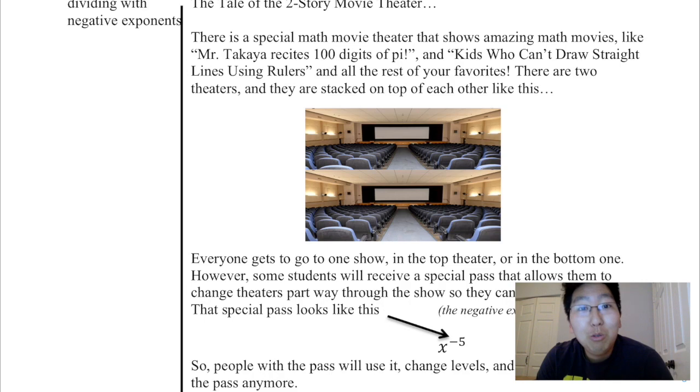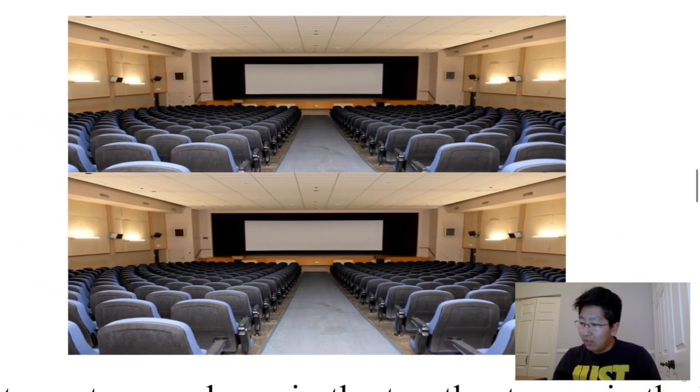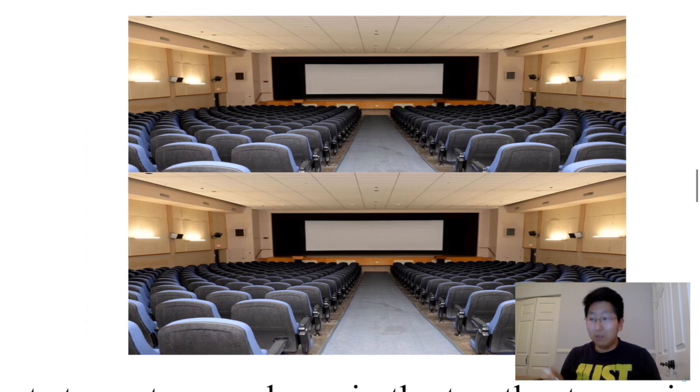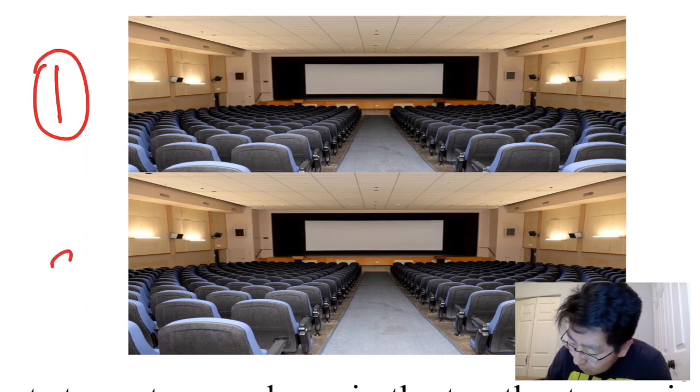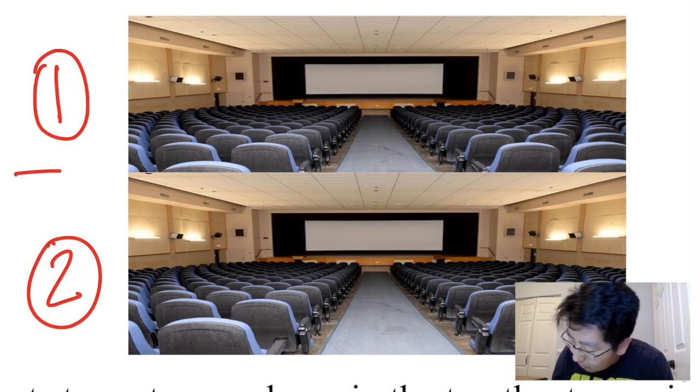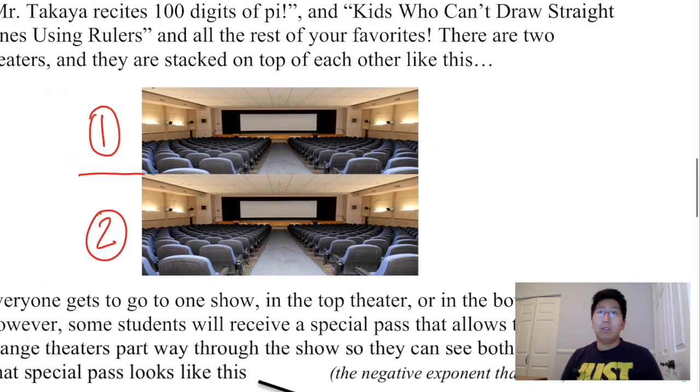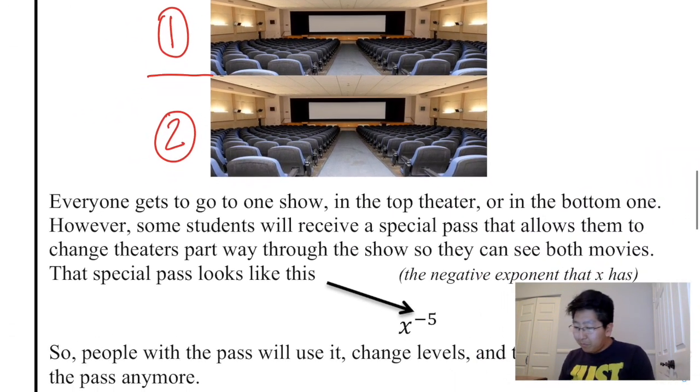Now, there are two theaters, and they're stacked on top of each other like this. So I want you to be looking here. Here's the first theater, and here's the second theater, okay? So there's two different theaters. Now, everyone gets to go to one show, in the top theater or in the bottom theater. However, some students will receive a special pass that allows them to change theaters partway through the show so that they can see both movies.